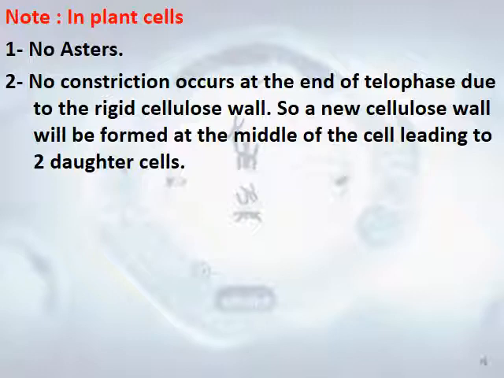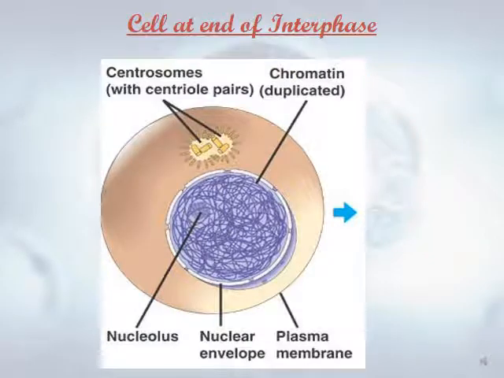As you note in plant cells, as I said before, there are no asters. So there's a difference between mitosis in plants and in animals. In plants, there are no asters. Also, no constriction occurs at the end of telophase due to the rigid cellulose wall. So a new cellulose wall will be formed, leading to two daughter cells at the end of telophase, as we already said.